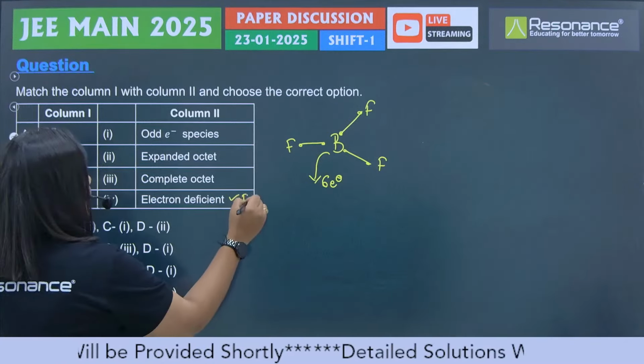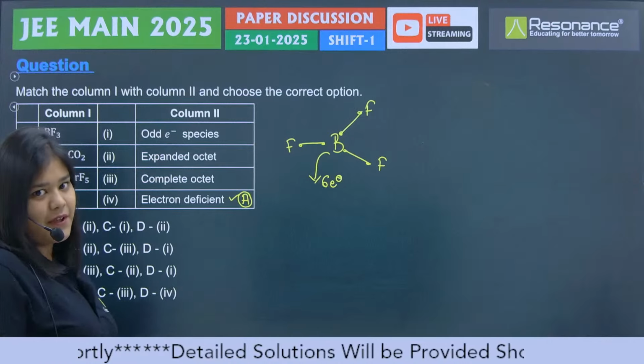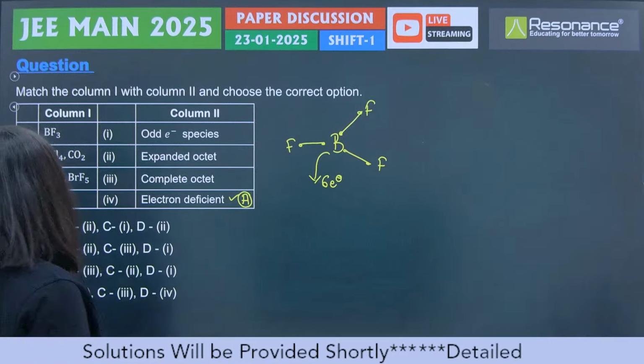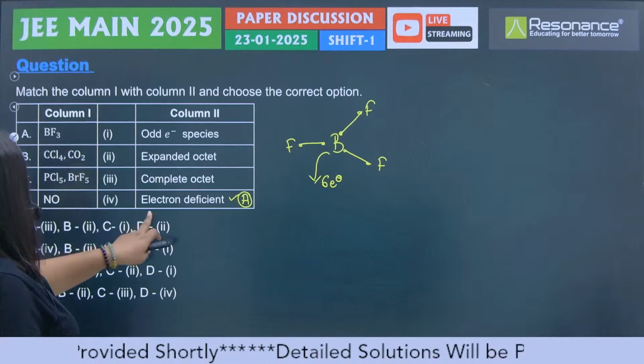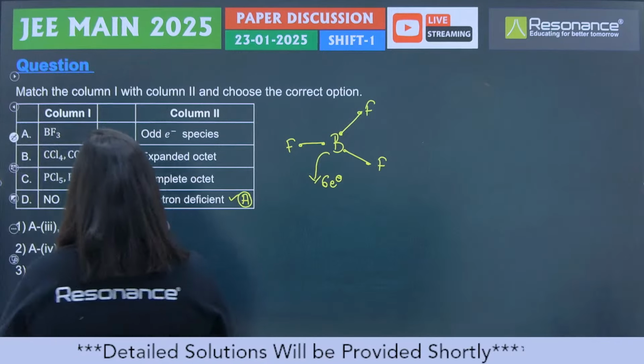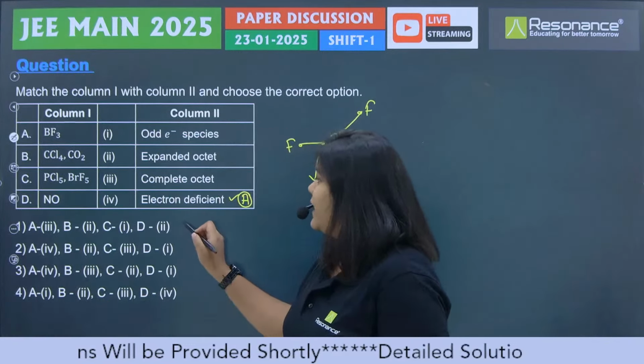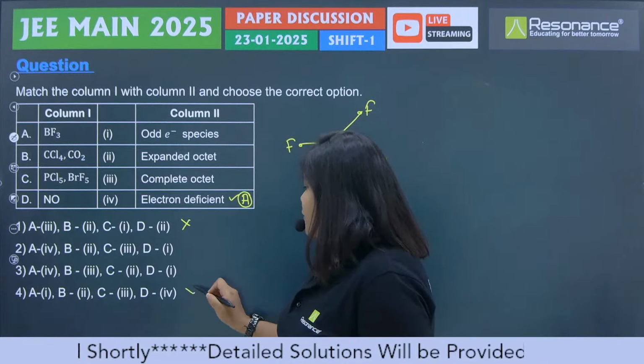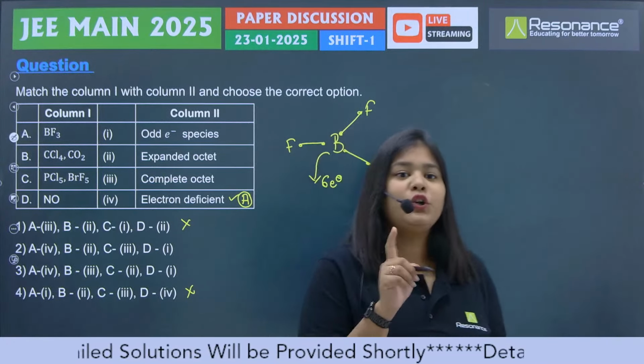So this species comes under electron deficient species. My A will come under electron deficient species, as it has less than 8 electrons. Let's see, A is having the fourth option. So the options with A as fourth, second or third: that means 1 will be wrong and 4 will be wrong. The answer will only be from 2 and 3.